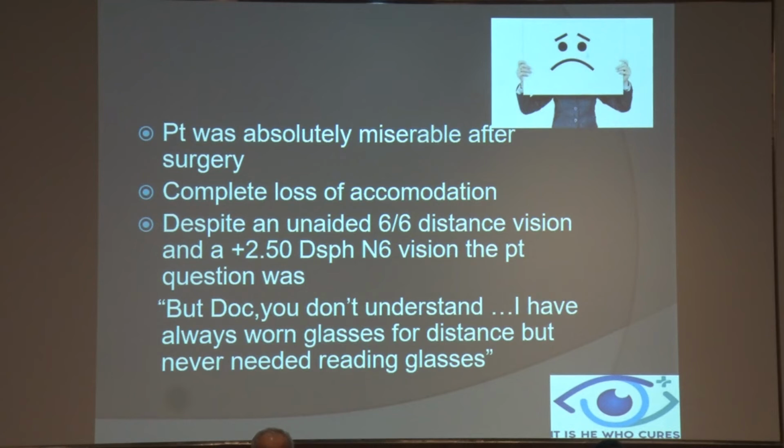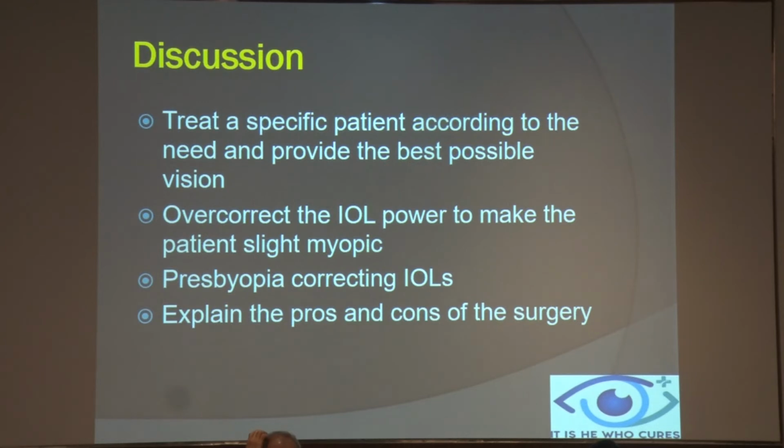Despite an unaided vision of 6/6 and a good near vision of N6 with a +2.5, still the patient was complaining. And when we said, you got good vision for distance, it's only for near that you have to use glasses, he said, I've never been using glasses for near. All my life I've been using glasses for distance. And now you've done the reverse. You're asking me to wear glasses for near. So the message is that you should treat a specific patient according to their need and provide the best possible vision here.